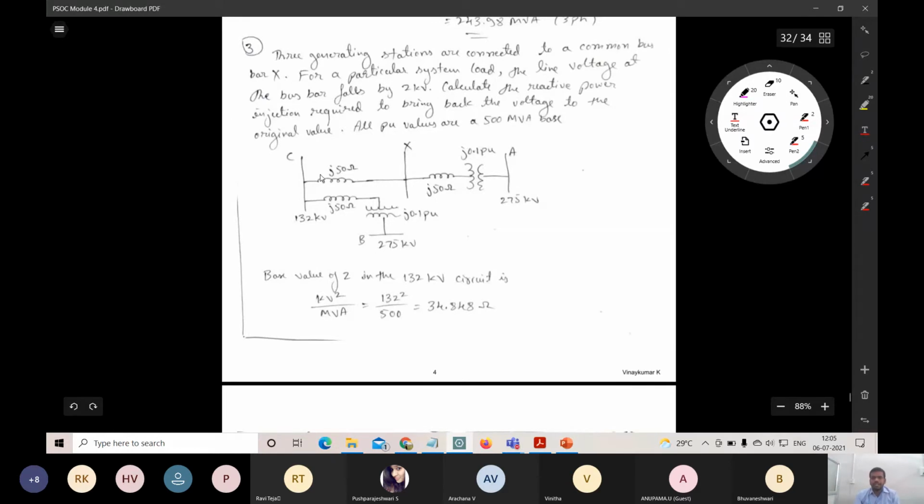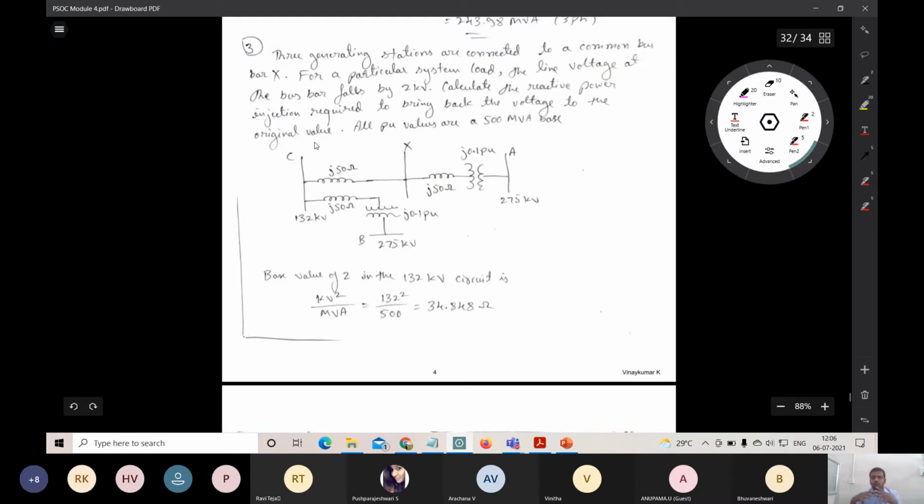Okay. So three generating stations are connected to a common bus bar X. This is one generating station, this is one more generating station, and this is one more generating station. For a particular system load, the line voltage at the bus bar falls by 2 kV. Calculate the reactive power injection required to bring the voltage back to the original value.